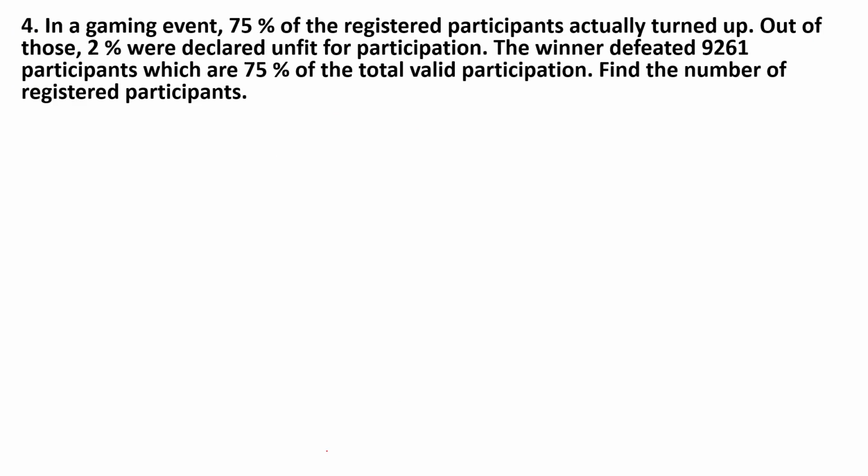In a gaming event, 75% of the registered participants actually turned up. Out of those, 2% were declared unfit for participation. The winner defeated 9,261 participants, which are 75% of the total valid participants. Find the number of registered participants. Since you have to find the total number of registered participants, we will take the total number of registered participants as n.